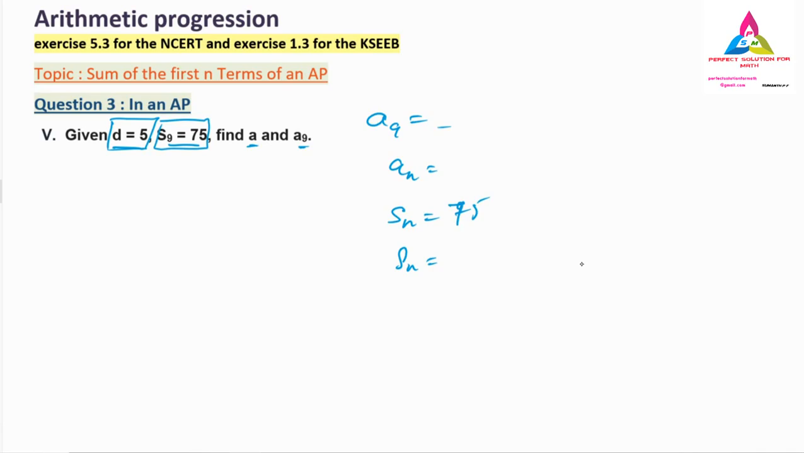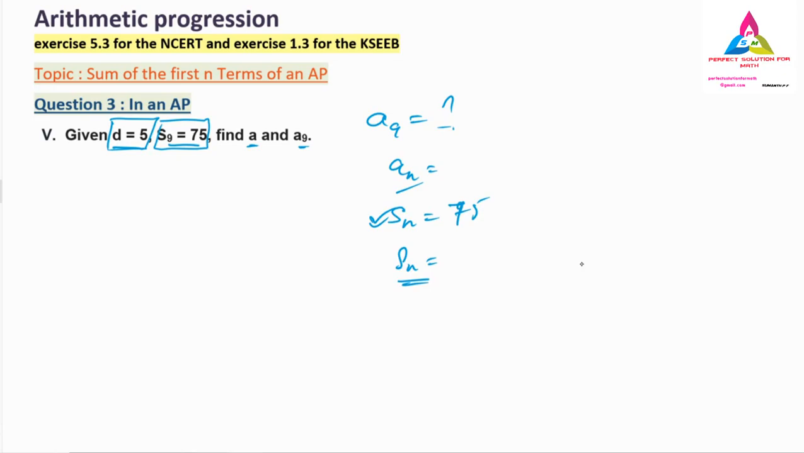That much thing we have to remember. If they have given a9 or a8, any value like this, then we have to go for an. If they have given S9, S8 or S6 value, like that, then we have to go for the Sn formula. That's all. Now we have to go for which formula? That is the Sn formula, because they have given S9.